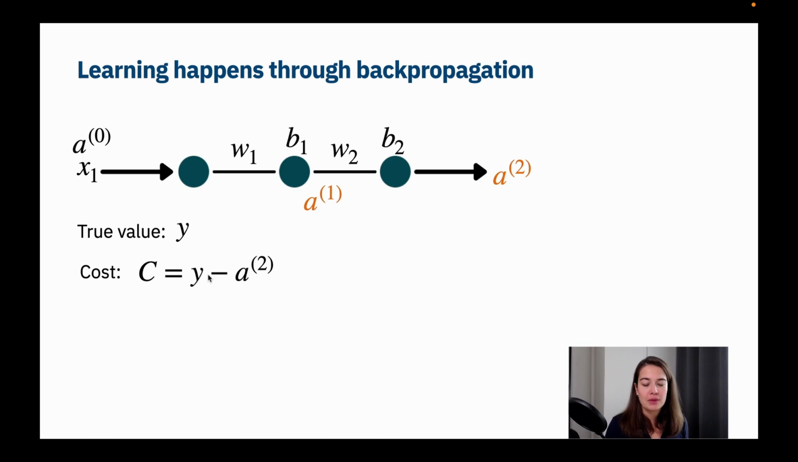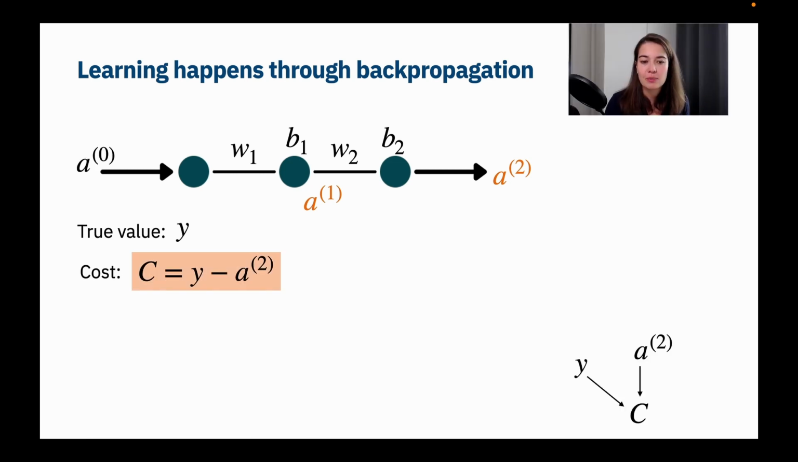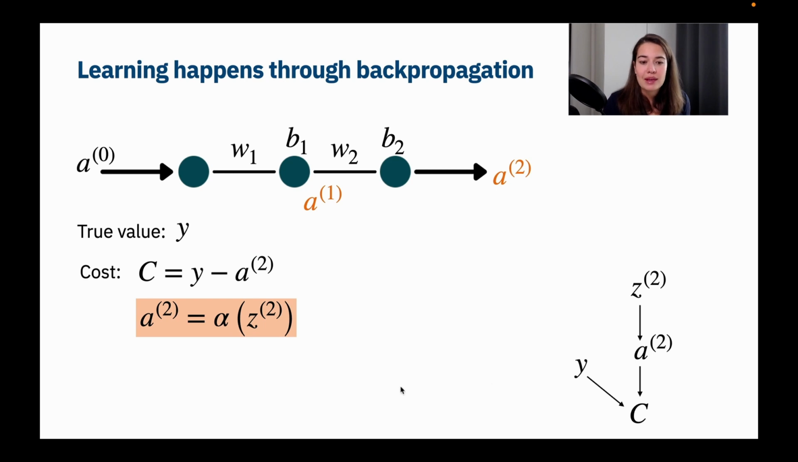All right, so let's start creating a dependency tree to understand what C depends on. Looking at this example, C depends on Y, which is the true value, and A2, which is the value predicted by the network. Next step is A, right? As I said, make sure that you understand that this is the A, the outcome of the network, and this is alpha, which is the activation function.